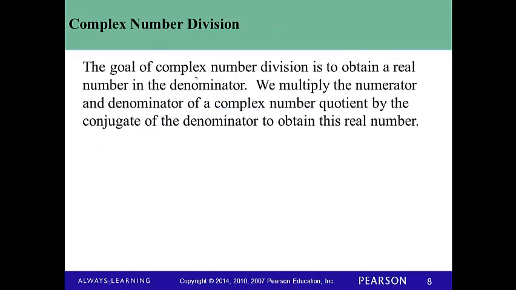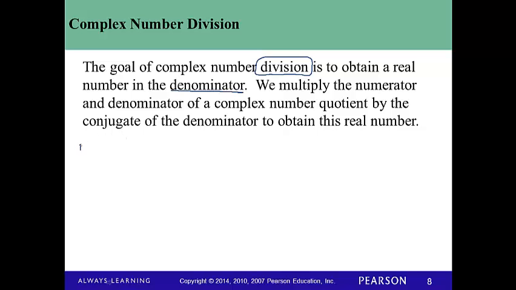The adding, subtracting, and multiplying of complex numbers all stayed the same as regular binomial adding, subtracting, and multiplying. However, with division, that's where we see differences. The goal of complex number division is to obtain a real number in the denominator. A real number means no imaginary part, so basically no i in the denominator. We multiply the numerator and the denominator of a complex number by the conjugate of the denominator.